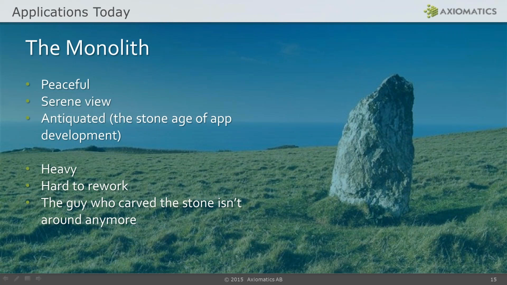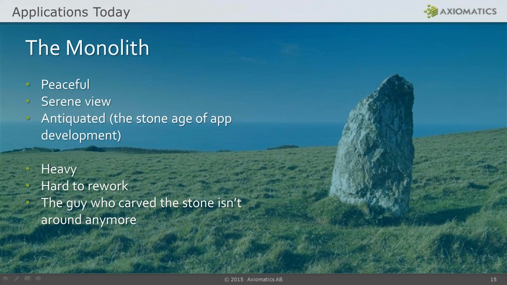Sure, it's very peaceful, it's a great view, it's a great piece of stone art, but it's also very antiquated, not wanting to quip a joke, but it's the Stone Age of app development. When I say there's a monolith, what I mean is that the app has been built in one go and potentially been built 15, 20 years ago, and there's layers of sediment that have been added onto the app. It's monolithic, it's very brittle, there's no clear architecture, none of the functionality is decoupled. As a result of that, the apps tend to be heavy, they tend to be hard to rework to adapt to new requirements, if at all possible.